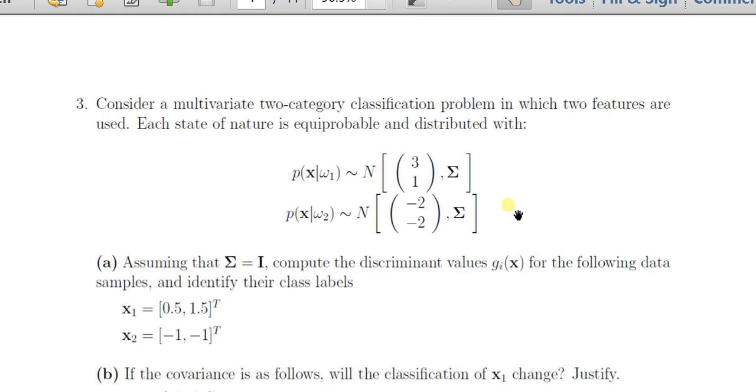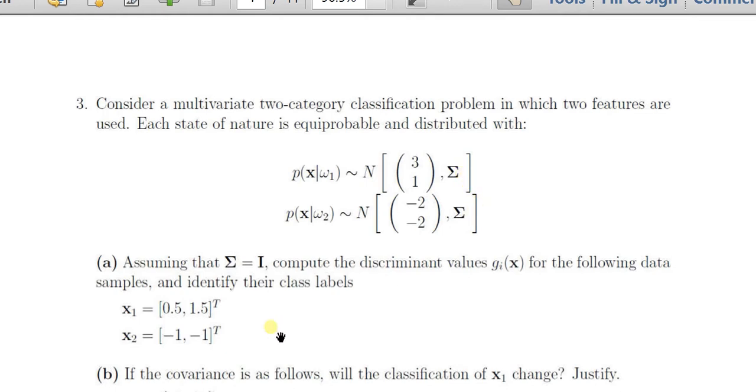Each state of nature is equiprobable, which is useful to know, and we're given these probability distributions. So it's Gaussian, so the conditional probability here can be described as a normal distribution, where this is the mean. So this is mean 1 and mean 2, 3 and 1. And it's got a covariance matrix. And for class 2, it's the same. Its mean 1 is -2, its mean 2 is -2, and it's got the same covariance as the first one.